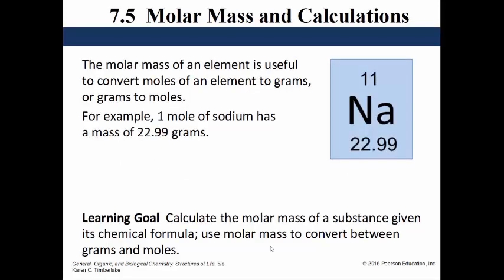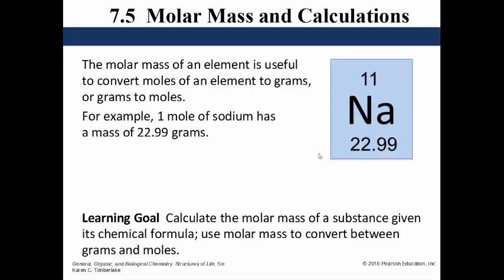Right, now we'll move on to molar mass and calculations. The molar mass of an element is very, very useful to convert moles of an element to grams, or the other way, from grams to moles. And it's simply represented by the atomic mass found on the periodic table of elements. So for example, zooming in on information for sodium, the symbol Na, atomic number 11, the atomic mass 22.99. So 1 mole of sodium will have a mass of 22.99 grams.